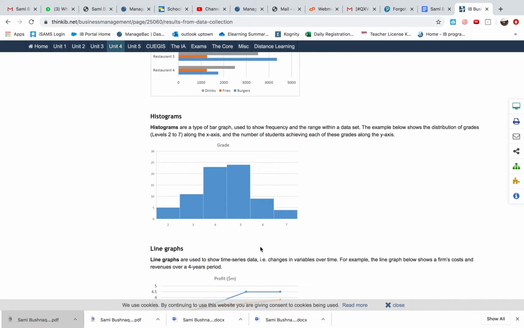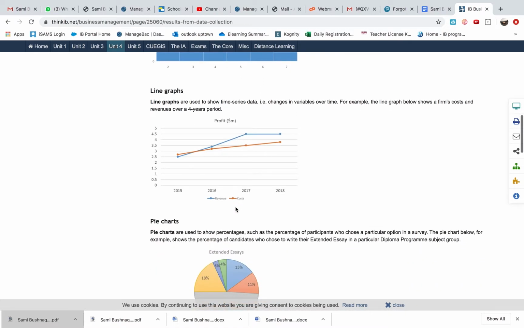Histograms are a type of bar graph also, but they are used to show frequency over a number range within a data set. For example, below you can see a distribution of grades, levels 2 to 7 on the x-axis, and how many students achieve those. So just looking here, I can see that about 24 students got a 5. All right. Not very many got a 7, not very many got a 2. So if this was IB grades here. So that's how you use a histogram.